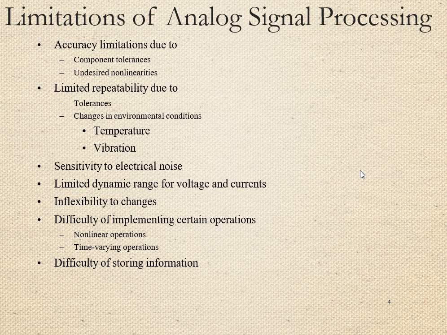Another one is inflexibility to changes. Another is the difficulty of implementing certain operations, like non-linear operations and time-varying operations, in analog signal processing. The last one is the difficulty of storing information. So if we want to overcome these limitations, we should go for digital signal processing.